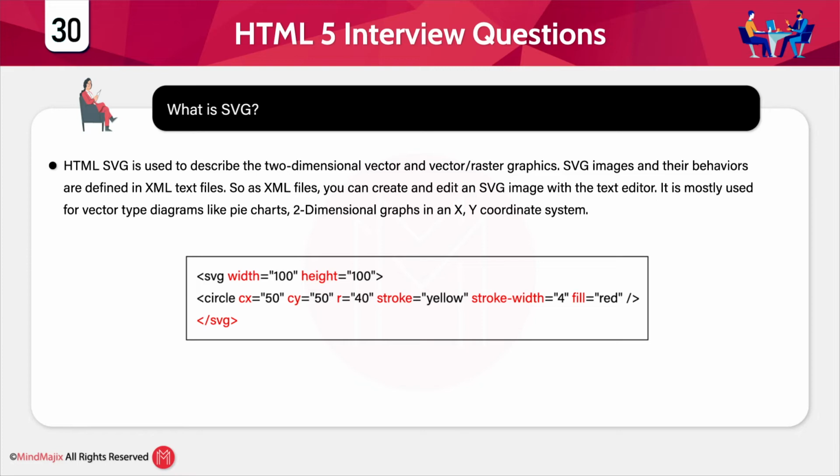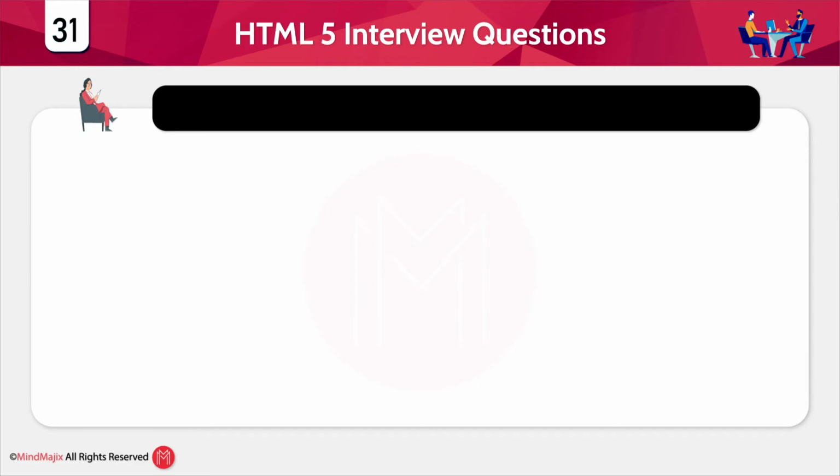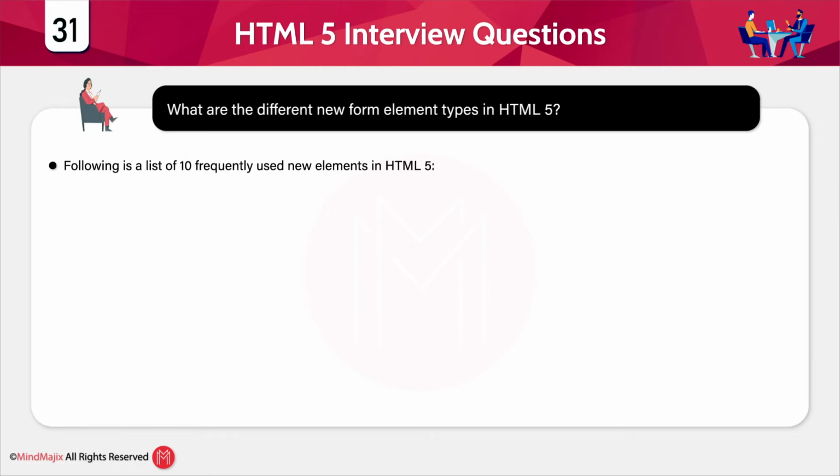See, SVG and canvas, these are the two different tags given in HTML5, guys. To draw two-dimensional vectors we use SVG. In order to draw graphics, we can use canvas.